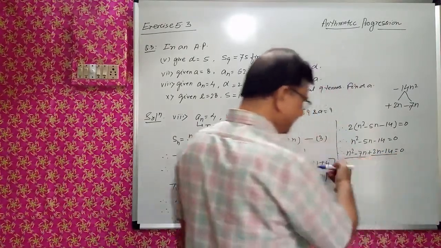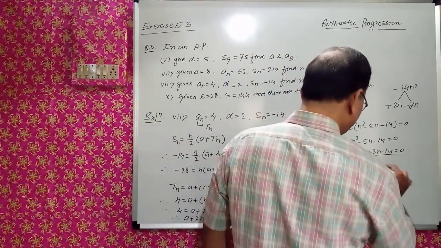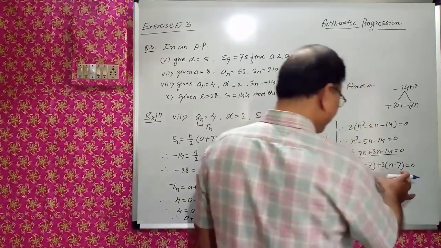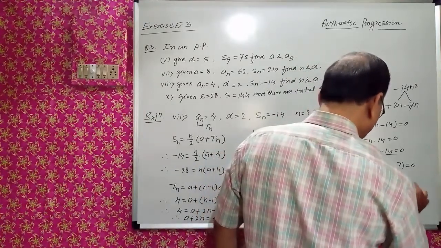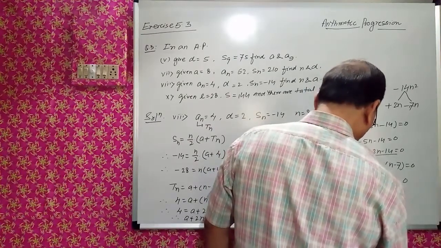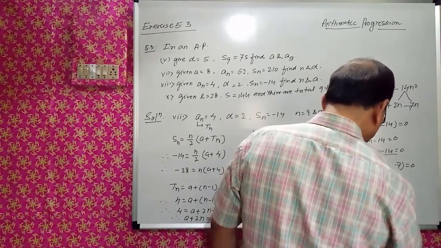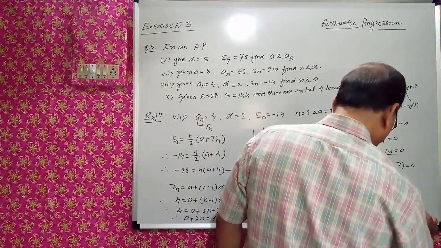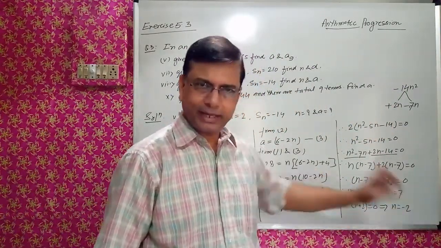Taking n common, we get n into n minus 7, plus 2 common, that is n minus 7, equal to 0. And from these two, n minus 7 is common, so it is n plus 2, equal to 0. Therefore, n minus 7 is equal to 0 or n plus 2 is equal to 0. If this is equal to 0, this implies n is equal to 7, and this is n is equal to minus 2. Two values we are getting of n. n is equal to 7 and n is equal to minus 2.